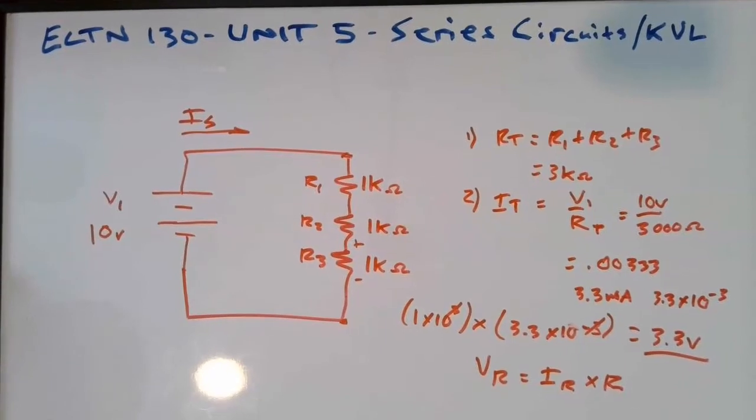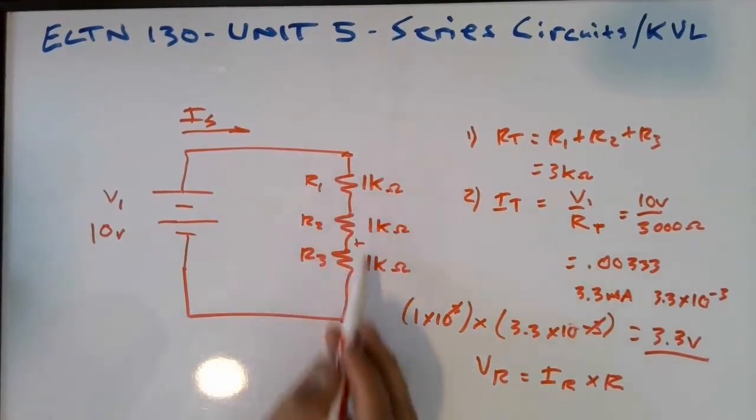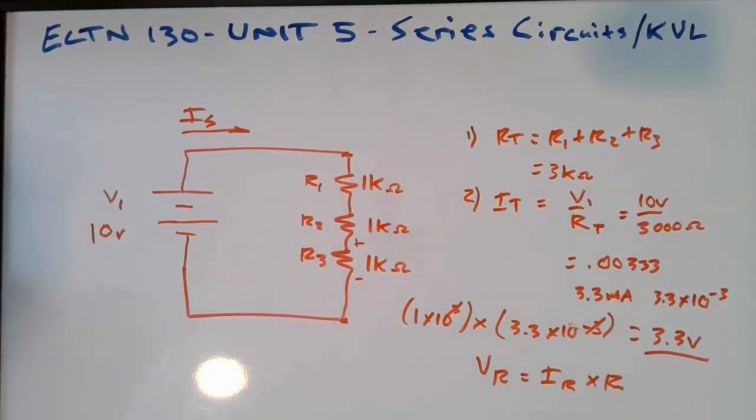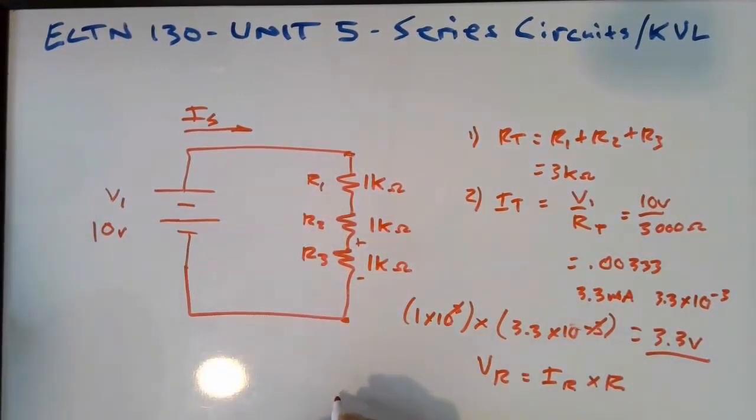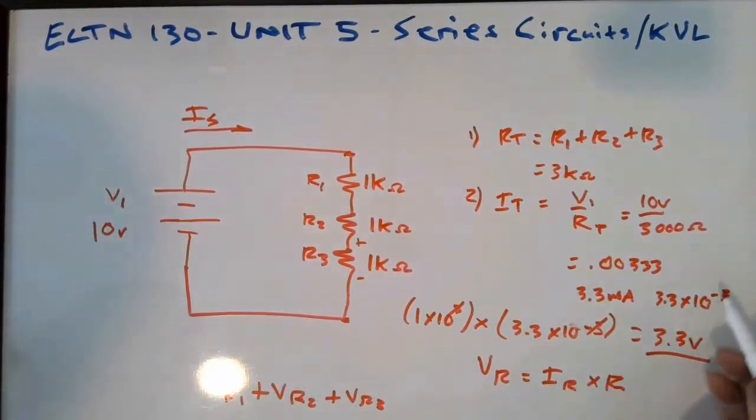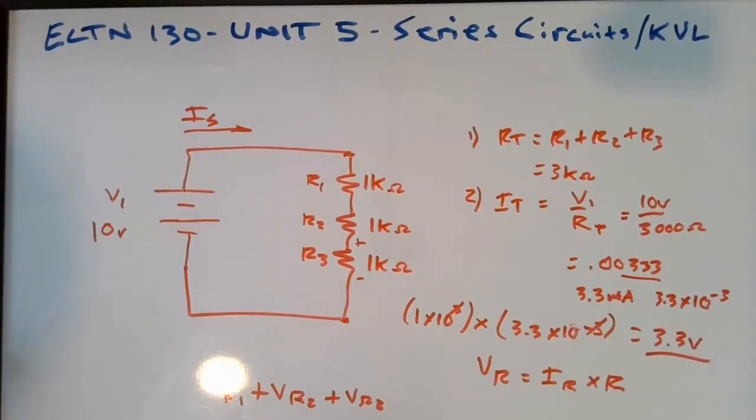As you might expect, this is going to be the same for each resistor because they all have the same values. Now, what is the total voltage drop across all those resistors? We could write this out as VR1 plus VR2 plus VR3. If we add up those three separate voltages, each 3.3 with rounding, we end up with 10 volts.